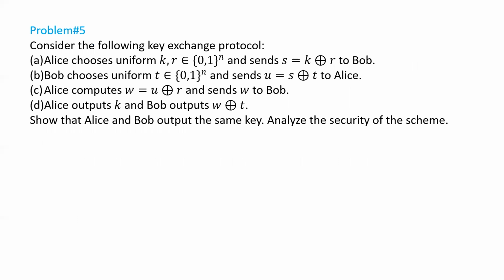Consider the following key exchange protocol. Alice chooses uniform k, r belonging to n-bit binary strings and sends s equal to k XOR r to Bob. Bob chooses uniform t, again an n-bit binary string, and sends u equal to s XOR t to Alice. Alice computes w equal to u XOR r and sends w to Bob. Alice outputs k and Bob outputs w XOR t. So the description of a key exchange protocol is given here.